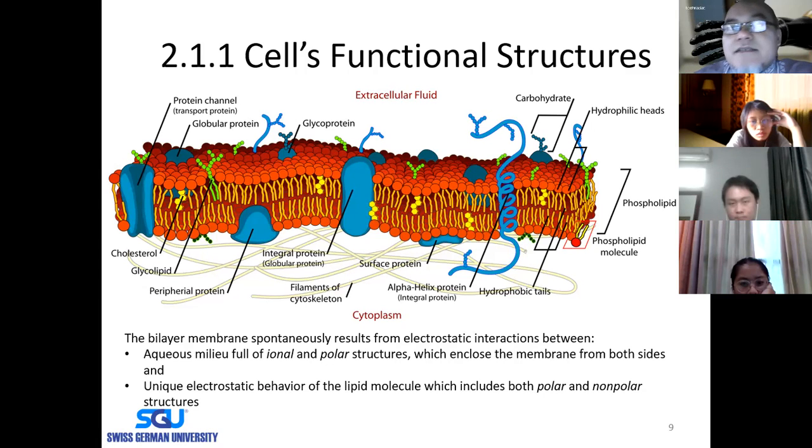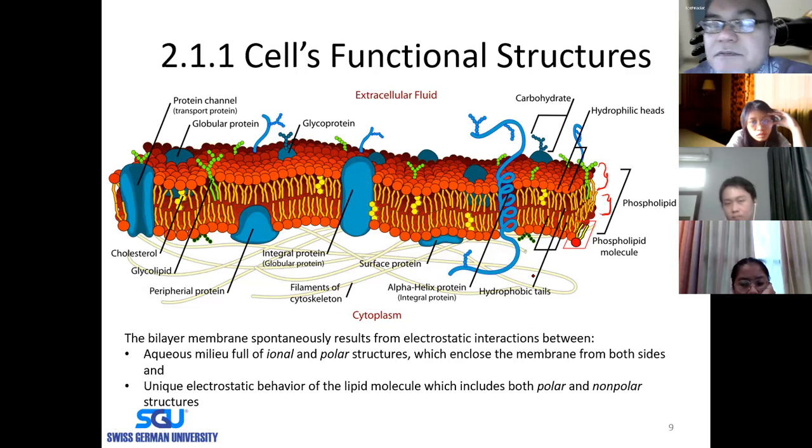Basically, a cell membrane consists of a bilayer membrane structure, where one layer consists of phospholipid structure. That's why it is called the phospholipid bilayer. So one single structure here. Let me go here. This one is one single phospholipid layer.